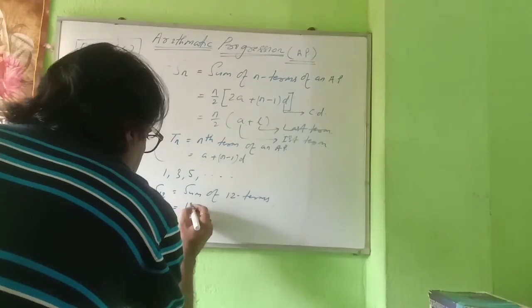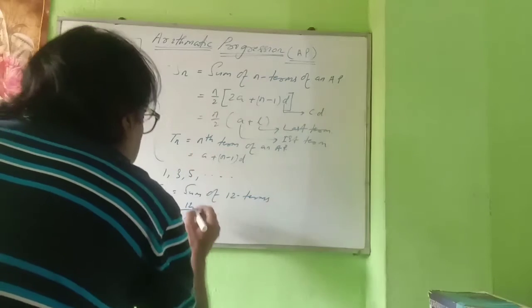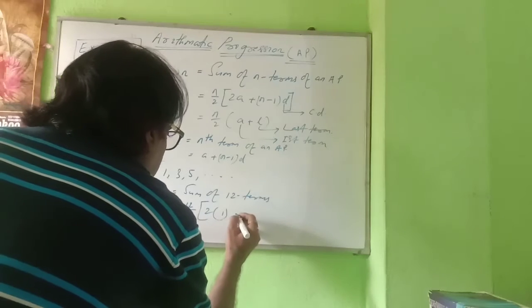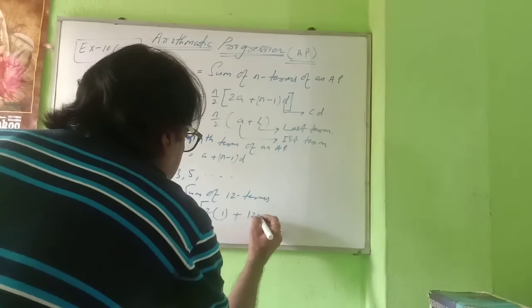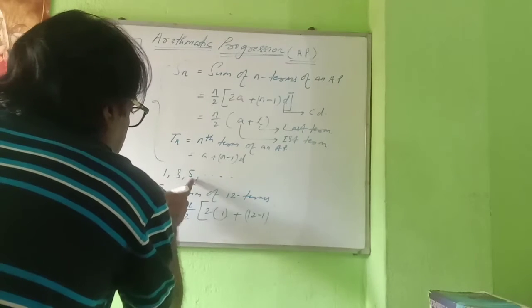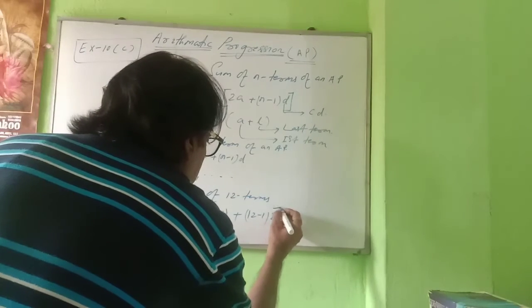n means here 12, so 12 by 2, n by 2, times 2a. What is the value of a here? 1. Plus 12 minus 1, times d. What is d? How to find d? Common difference: 3 minus 1, 5 minus 3. That is, d is equal to 2.